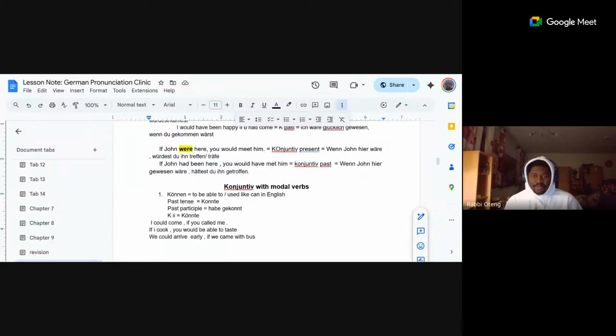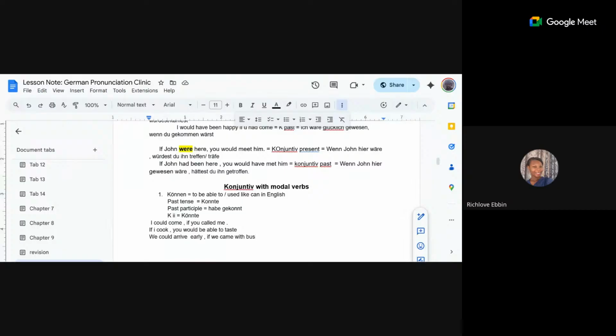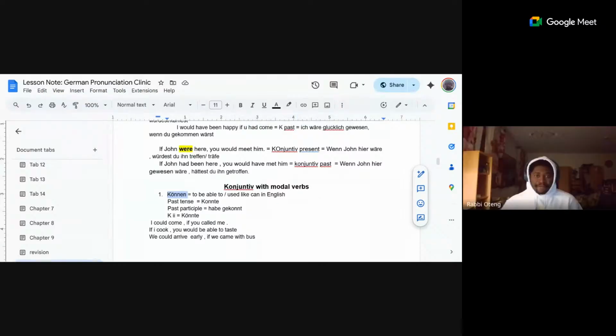But we want a sentence that contains können, to be able to. We are now dealing with Vanessa's sentence. I think you can make it: I would be able to buy a car if I earned a lot of money.